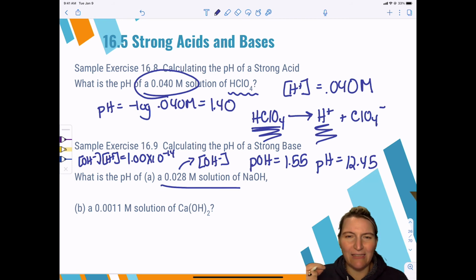And then, is this correct? Does this make sense? Yeah, we're talking about a strong base. Its pH should be pretty close to 14. We're getting right up there.